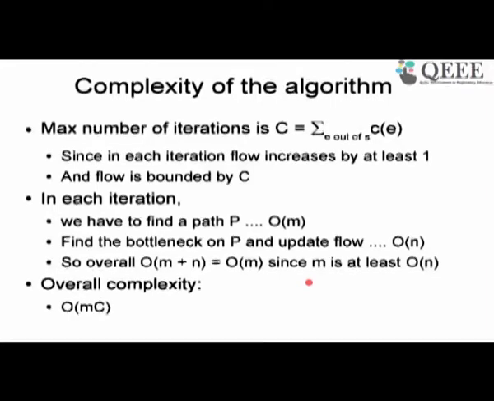Now C itself may be very large, so mC may be very large. Okay, mC may be very large compared to m or n, but later on we'll see. In fact, immediately I will show you that I can make it much smaller by doing some tricks. So order mC is the complexity of this algorithm.